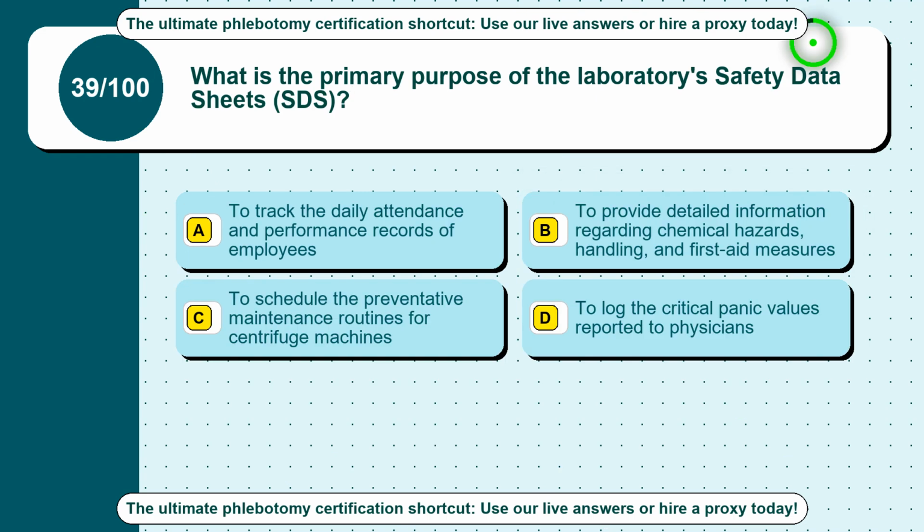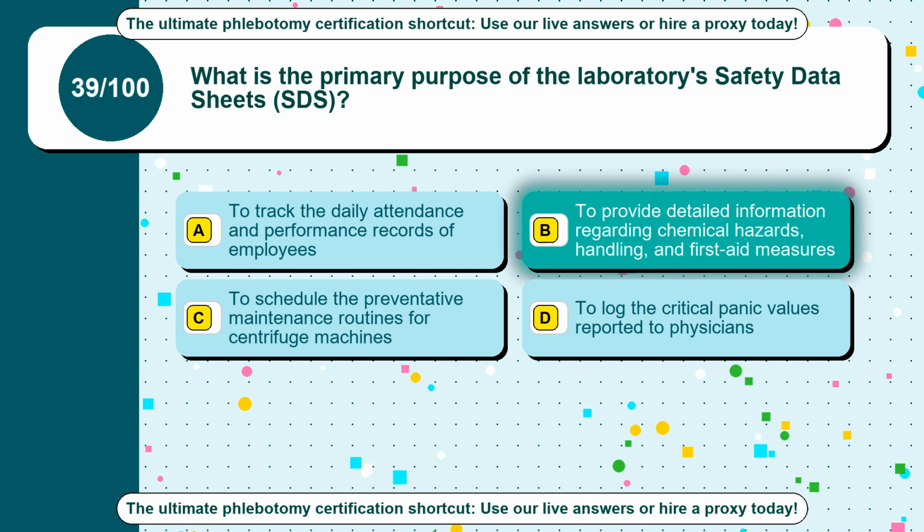Question 39. What is the primary purpose of the laboratory safety data sheets, SDS? Option A, to track the daily attendance and performance records of employees. Option B, to provide detailed information regarding chemical hazards, handling, and first aid measures. Option C, to schedule the preventative maintenance routines for centrifuge machines. Option D, to log the critical panic values reported to physicians. The correct answer is option B.